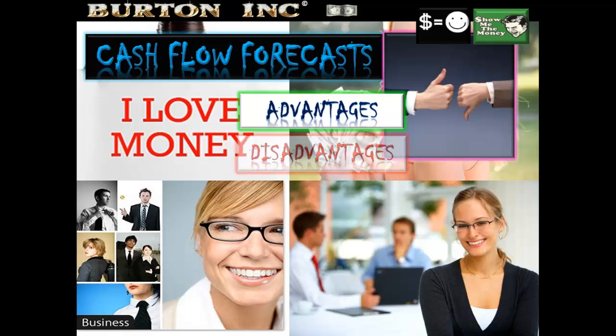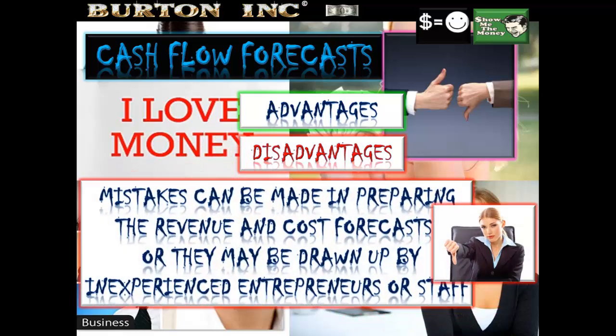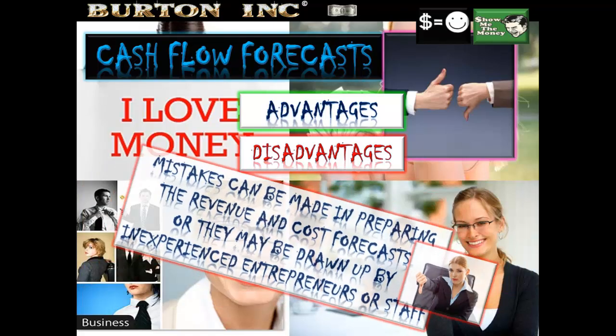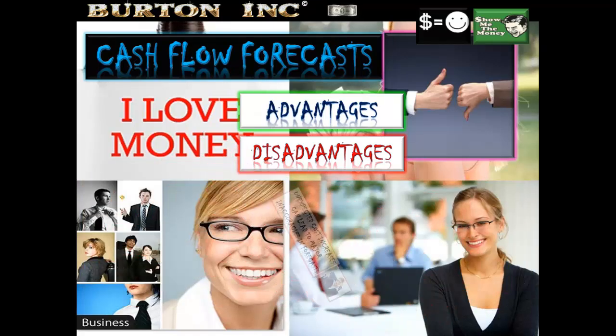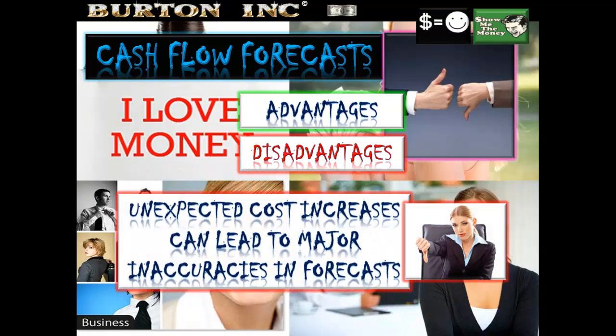Let's have a look at disadvantages quickly. Mistakes can be made in preparing the revenue and cost forecast. Remember, it's just a forecast, and the less experienced the entrepreneurs or the staff are that you have constructing these, forecasting these, the less likely they are to be accurate. Unexpected cost increases occur all the time, and these can flow into inaccuracies coming through in a cash flow forecast.